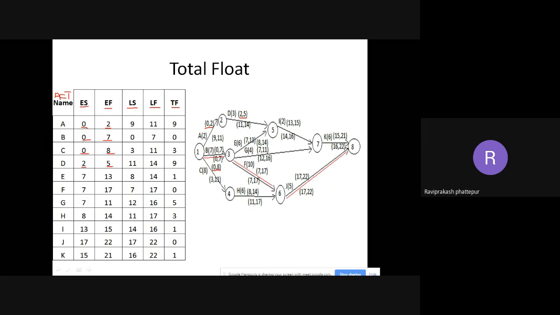Then for E, where is E? E is here, on top it is 7, 13, so I write 7 and 13. Similarly, you have to write it for all the activities. At last, K is here, 15 and 21, written here. That is early start and early finish. You can take down till there, and we'll go with latest start and latest finish after that.